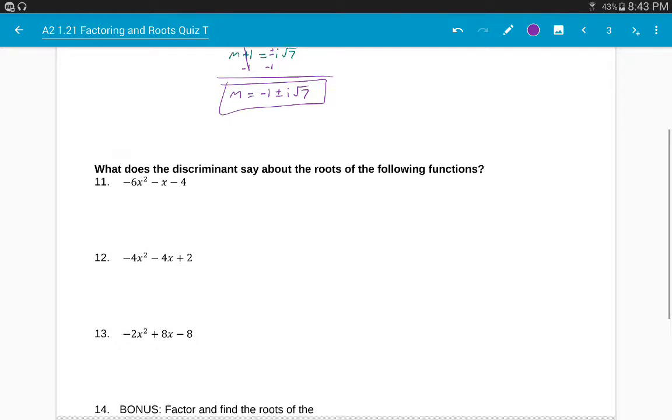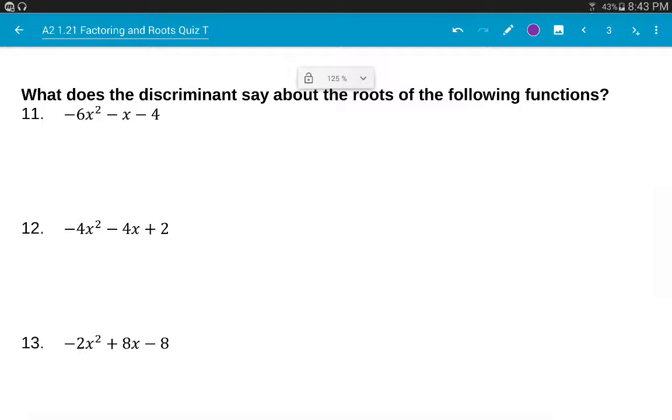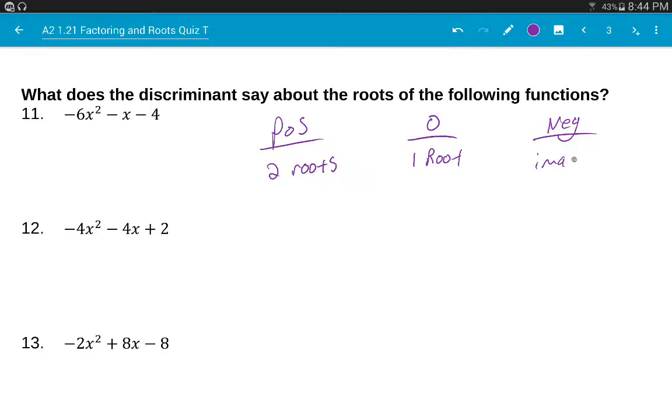What does the discriminant say about the roots of the following function? So we had a table about this, right? We had that a positive discriminant means 2 roots. A 0 discriminant meant 1 root. And a negative discriminant meant that the roots were imaginary.